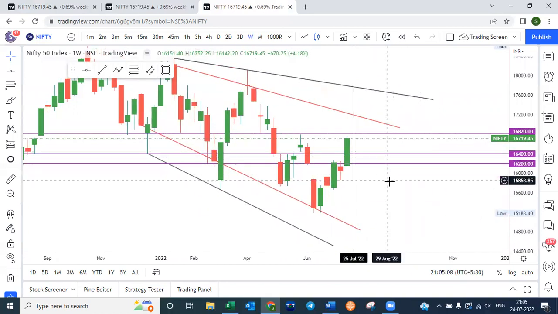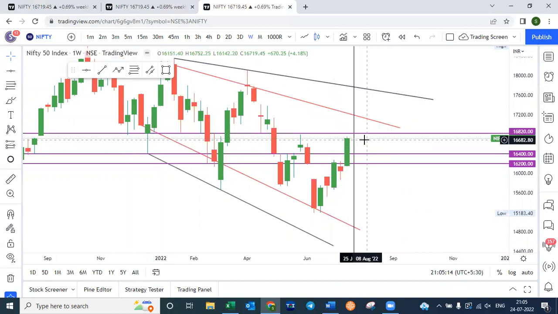Now, what is the trading strategy? That's more important for us. So if the market opens in and around, and I repeat this statement, if the market opens in and around 16,800, 810, 820, like this, then consider taking a put with the SL at 16,850. I'm taking SL of 30 points.